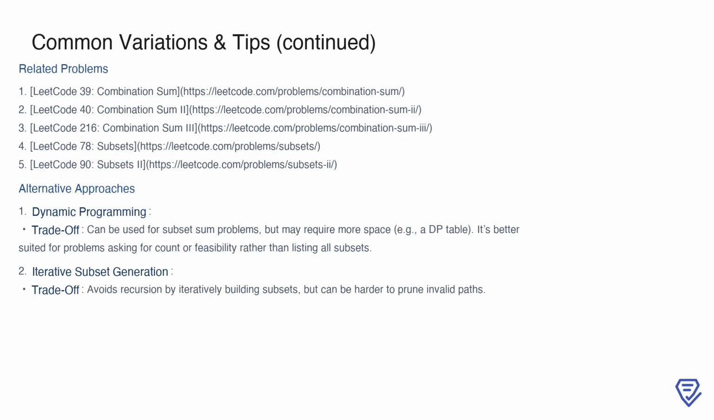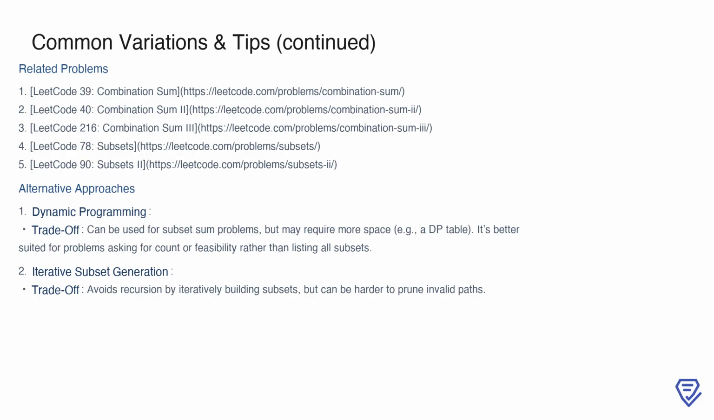Combination sum is part of a group of related problems that you might encounter, such as combination sum 2, combination sum 3, subsets, and subsets 2. Each of these problems builds on similar concepts but introduces its own unique constraints, like handling duplicates or limiting the size of the subsets. Exploring these problems can deepen your understanding of backtracking and help you identify patterns across variations.